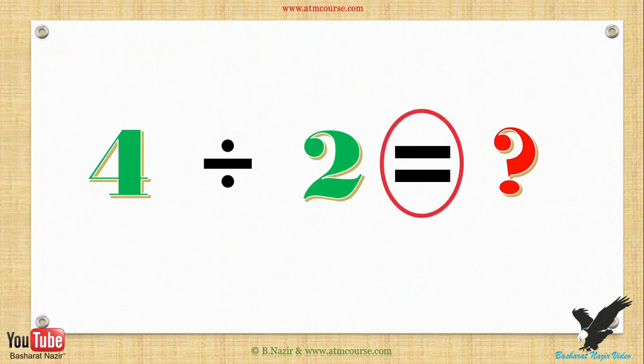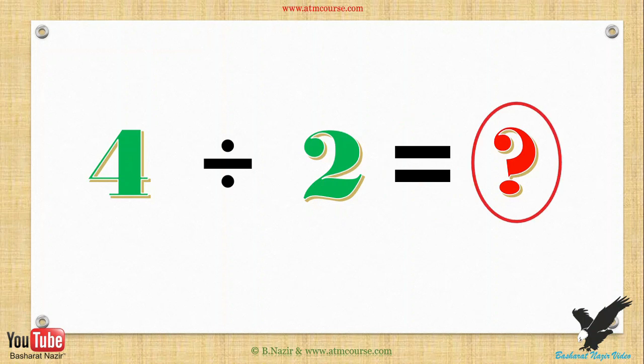Next, we have the equal sign, which tells us that both sides of the equation are in balance, meaning they are equal in value. On the right there is a question mark, telling us that the answer needs to be worked out. This is what we will be doing in this exercise. We will be finding the right side missing number.